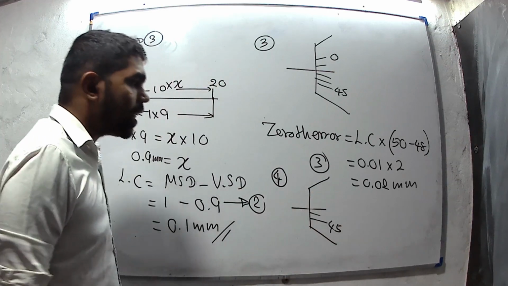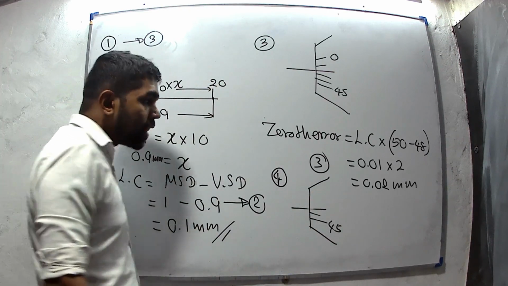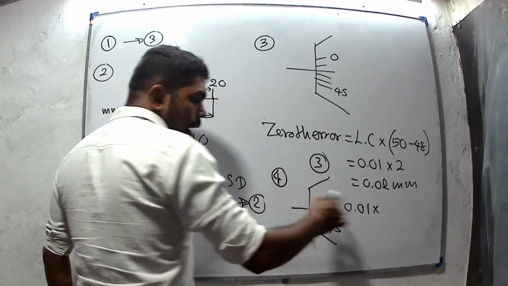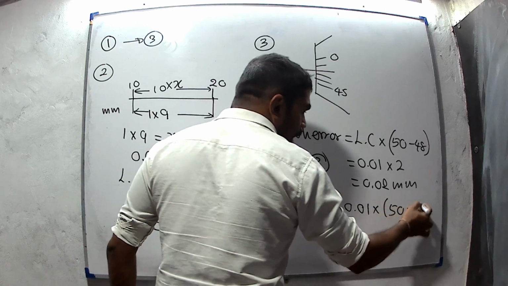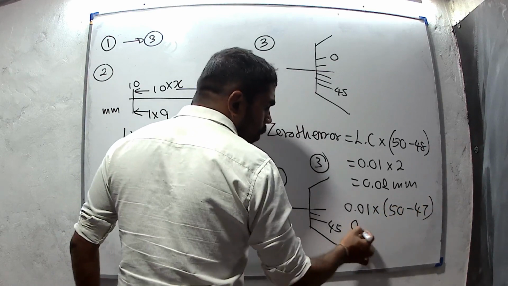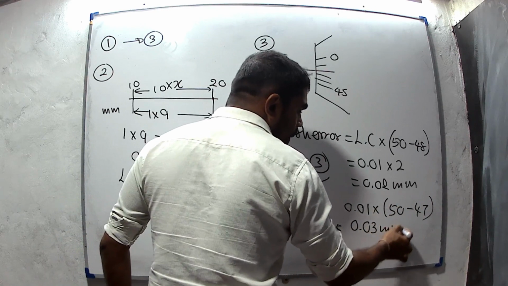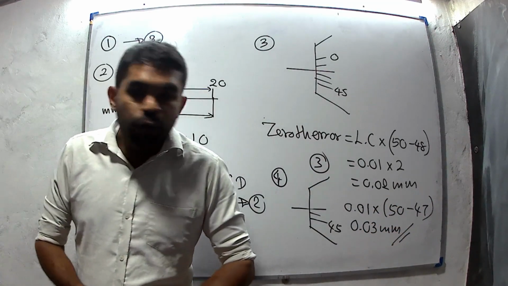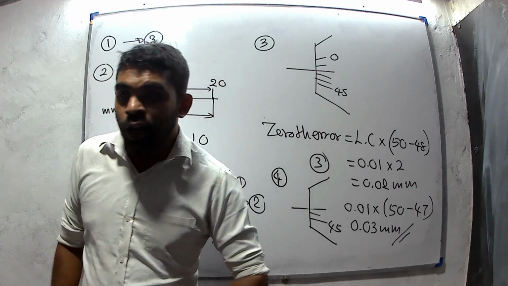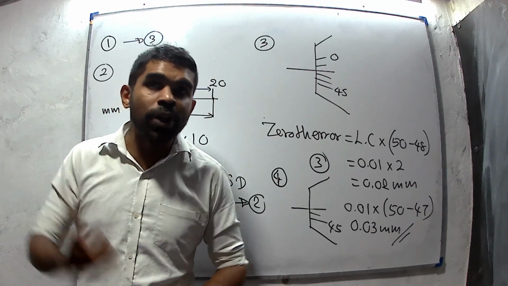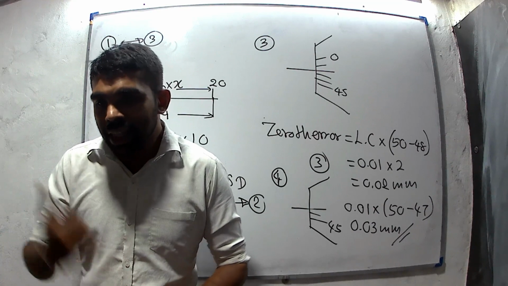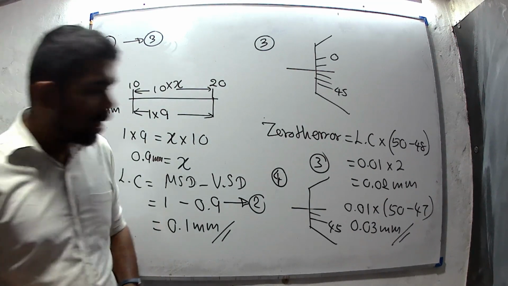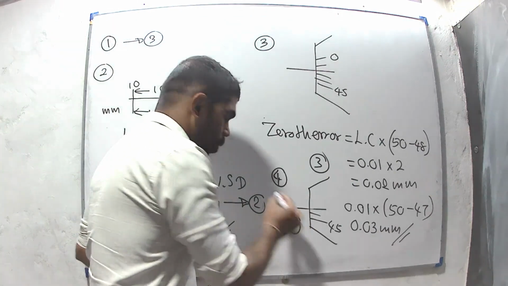Then we can get the zero error by using the same method. Least count 0.01 into 50 minus coinciding part 47. Then 0.03 millimeters is the zero error for question number 4, and we have to add the zero error to the corresponding reading obtained by the instrument. Then the third answer is correct for question number 4.